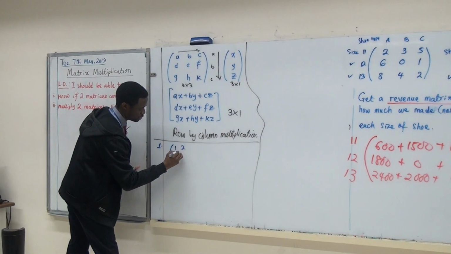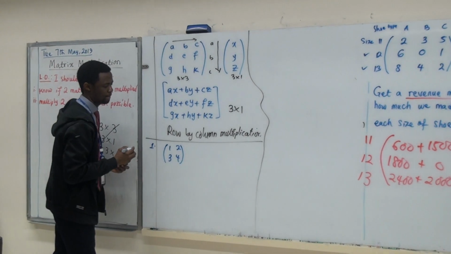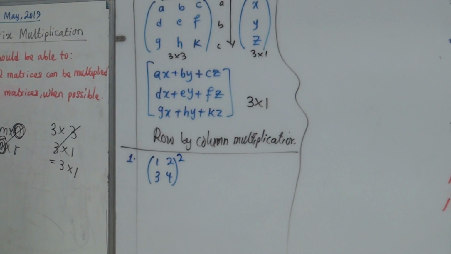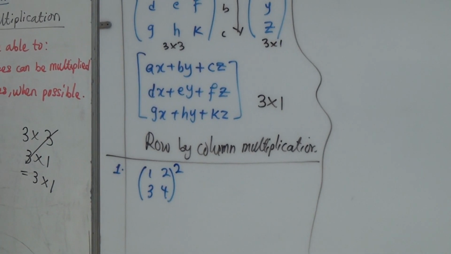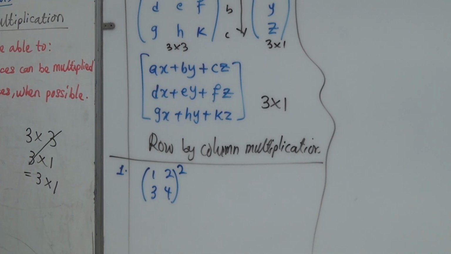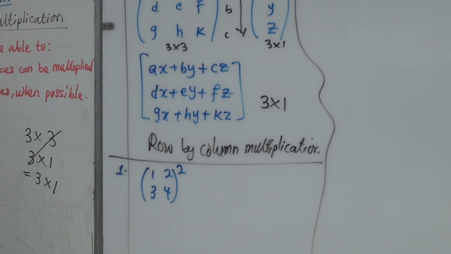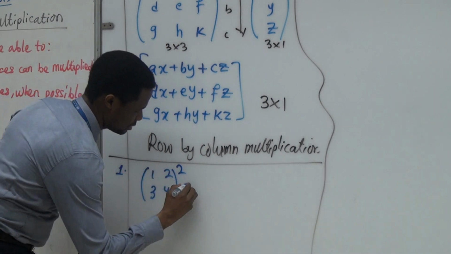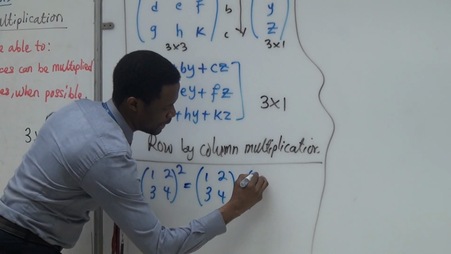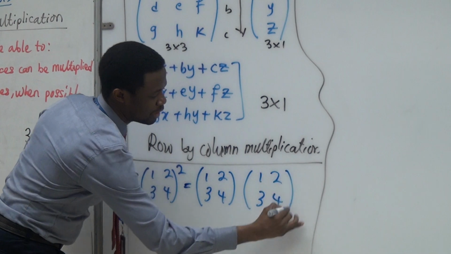This matrix is 1, 2, 3, 4. I want to find the square. What does square mean in this case? Multiply by the same matrix. Before you say something, try to say what square means in this case. Okay, so 1, 2, 3, 4, multiplying by 1, 2, 3, 4. That's the meaning of that, right?